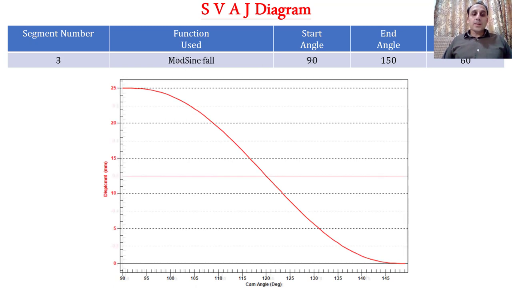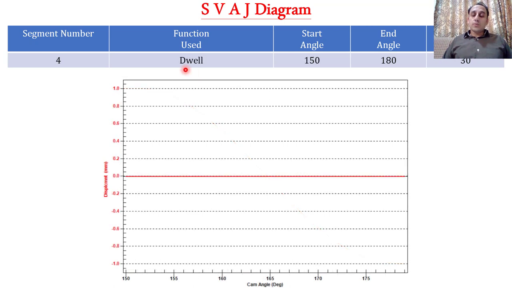So the fourth segment is dwell. So now the follower is at lower extreme position. The cam is still rotating. The cam will rotate for 30 more degrees, but the follower will maintain its position at its lower extreme position. So that is the segment number 4.